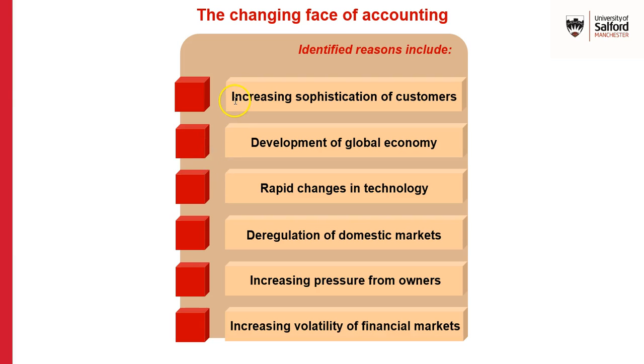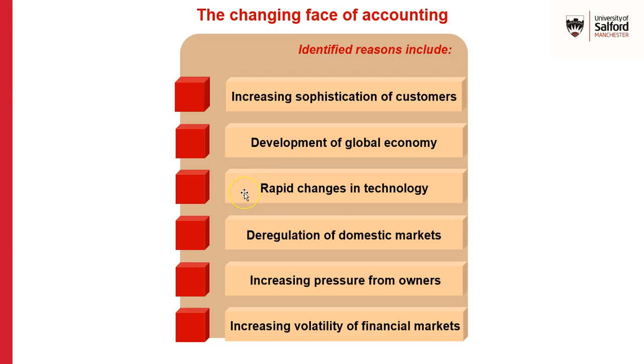There are several features that affect accounting. Sophistication of customers. People want to know more about what is happening in a company. Transparency is the key term there. People feel that everything should be out in the open. The development of a global economy, we talked a little bit about that when looking at the Leyland trucks.